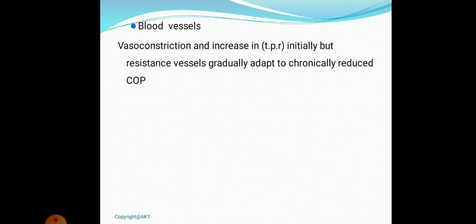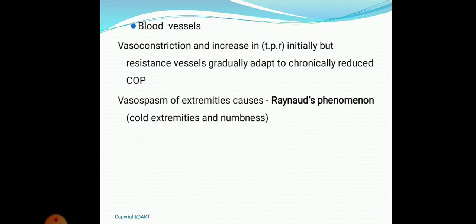Effect on blood vessels, it can produce vasoconstriction initially and increase the TPR. But gradually, the blood vessels will develop resistance to that, adapting to the chronically reduced cardiac output. But the vasospasm of the extremities may continue. That can lead to a process known as Raynaud's phenomenon. That is the vasoconstriction of the blood vessels supplying to the extremities, resulting in numbness and coldness in the extremities, like in the palms and the feet.